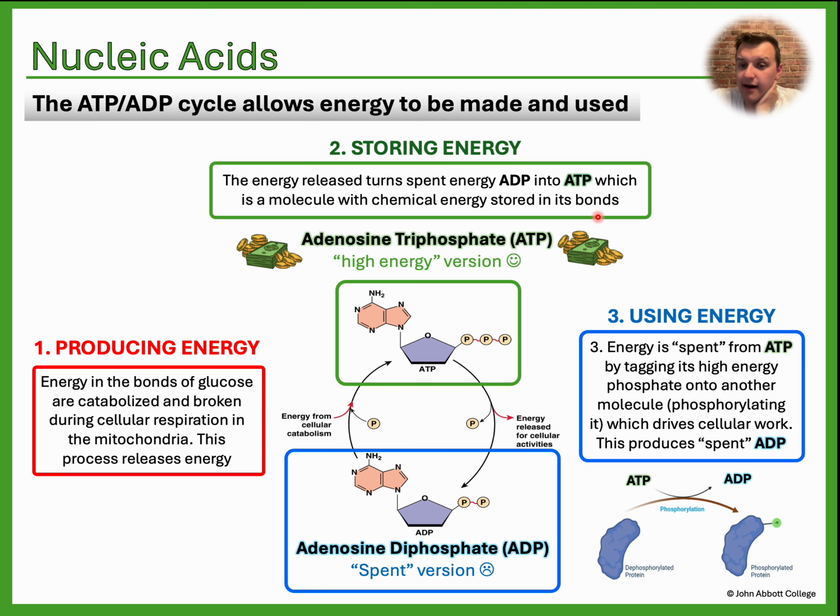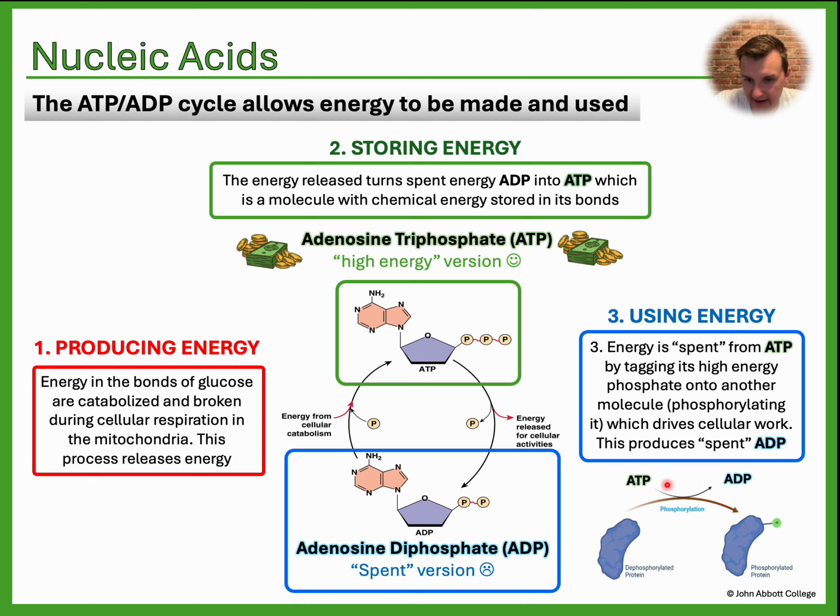Then you take that money that you got from work, right? And you will then go use up the energy. You will go spend your money. Energy is spent from ATP by tagging its high energy phosphate onto another molecule. So do you see this ATP here? It has this phosphate that has a lot of energy. It will now go and tag it onto another molecule to pay for something, right? And this is called phosphorylating it.